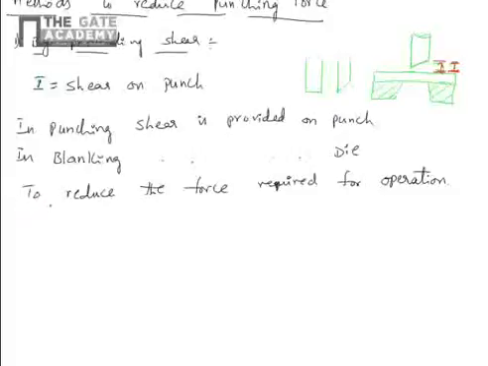So how much is the optimum shear? The optimum shear is nearly equal to the thickness. If you go beyond that, failure of the punch takes place. So what is the force with shear? Before this, work done without shear equals work done with shear.